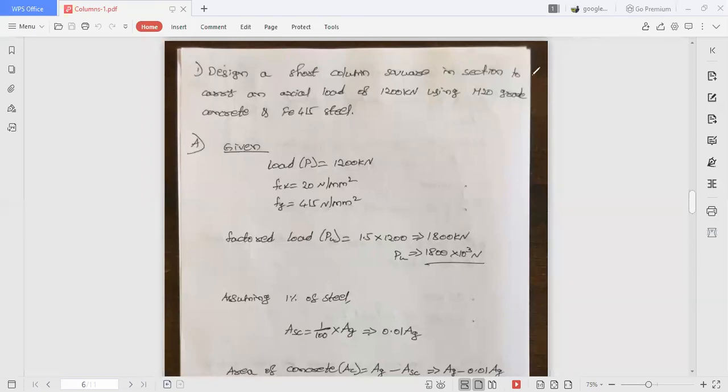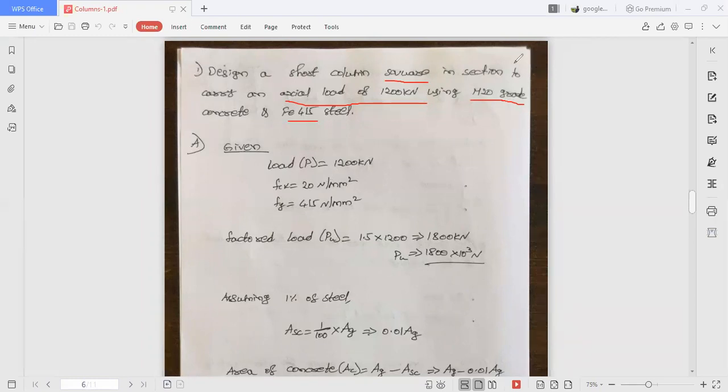Which details are they giving? The shape of the column is a square. That means you have no choice to select the shape of the column. You cannot select a rectangular or circular one. They have clearly mentioned it should be a square column only. And there is an axial load of 1200 kilonewtons. To resist this load, using M20 grade concrete and Fe415 grade steel, how will you design? That is the problem.